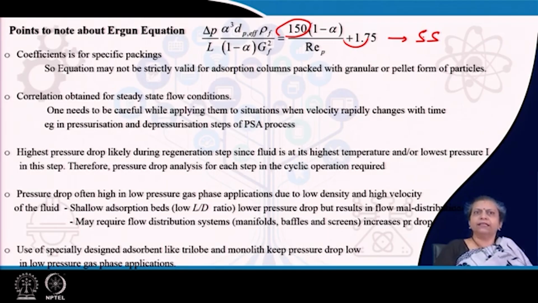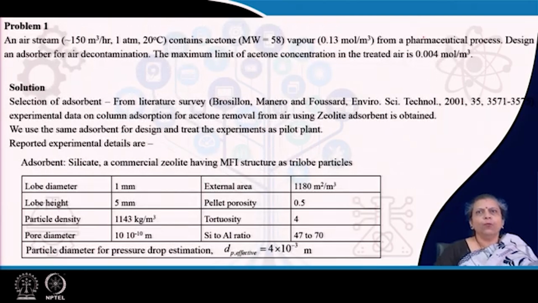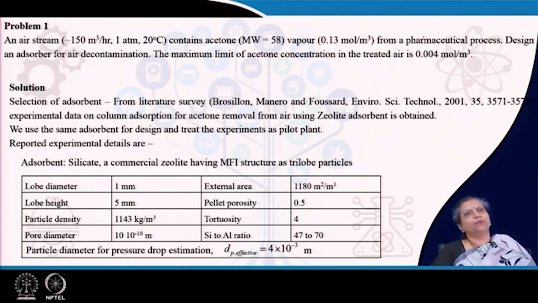pressure drop. And definitely we need to keep in mind that there are certain special shapes of adsorbent particles which are being increasingly used now in industries, particularly to keep the pressure drop low in low pressure gas phase applications. These typical shapes are, say, monolith particles, trilobe particles, etc., which can be adopted in order to ensure a low pressure drop. Well, with all these things, now I think we are in a position to look into a typical problem of adsorber bed design.